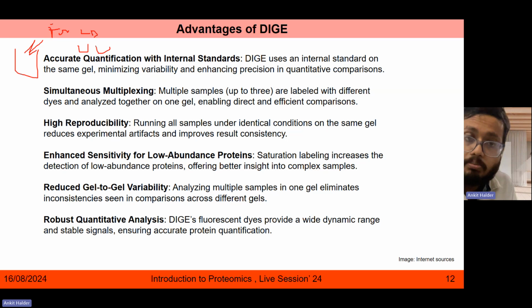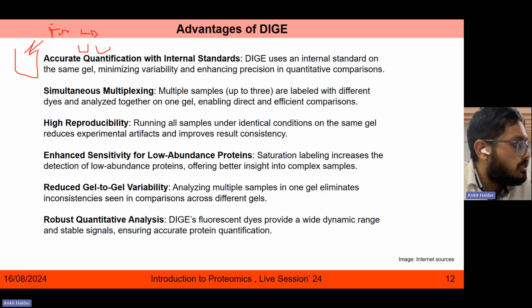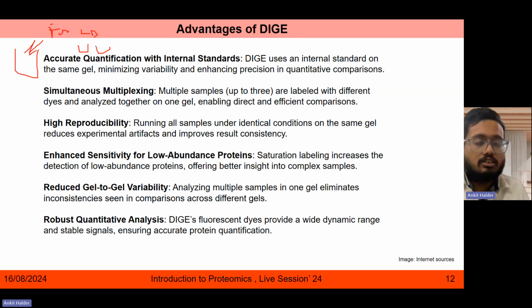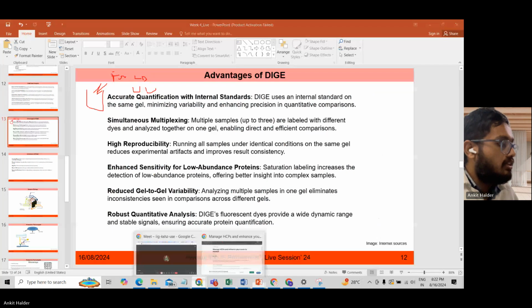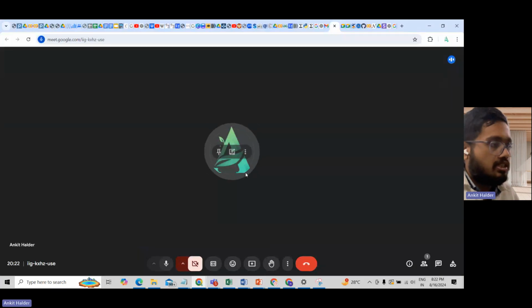Then again, the point we are referring to from the beginning is reduced gel to gel variability, since analyzing multiple samples in one gel eliminates inconsistencies in comparisons across different gels. Then we have robust quantitative analysis that provides a wide dynamic range and stable signals, ensuring accurate signal quantification. So these are some of the advantages for dyes.